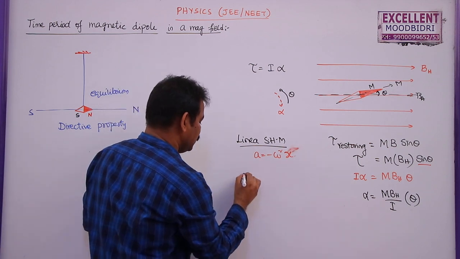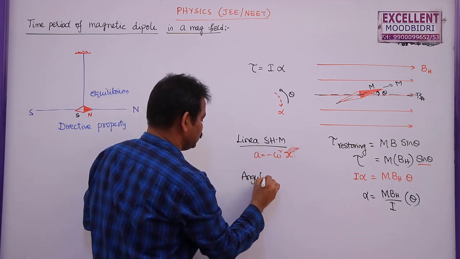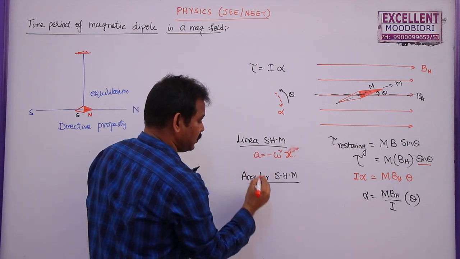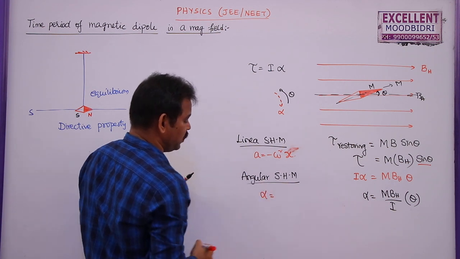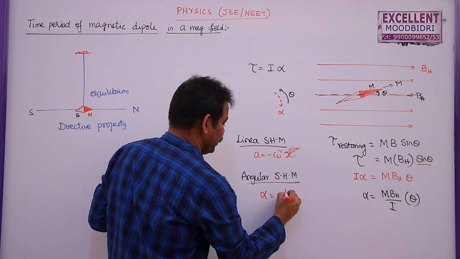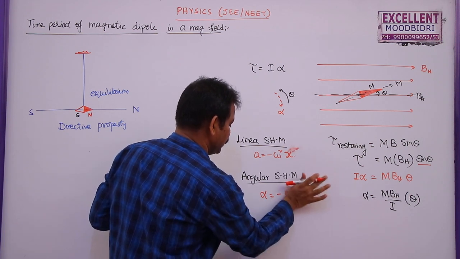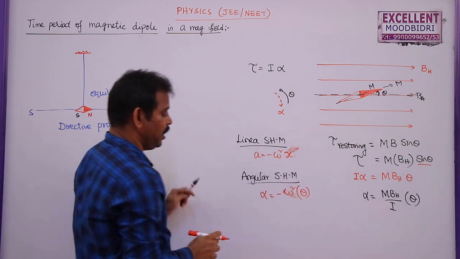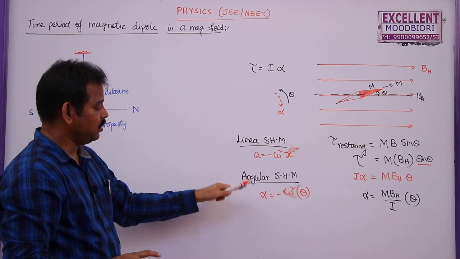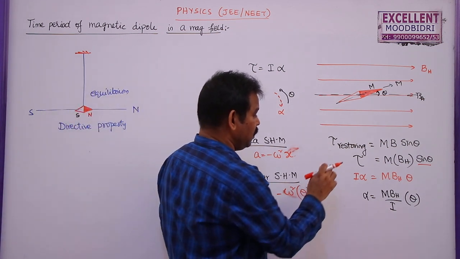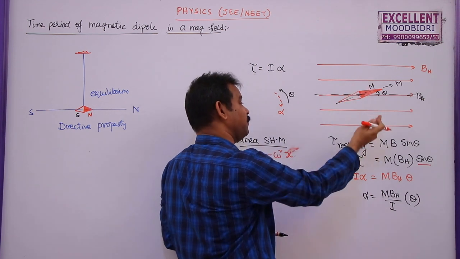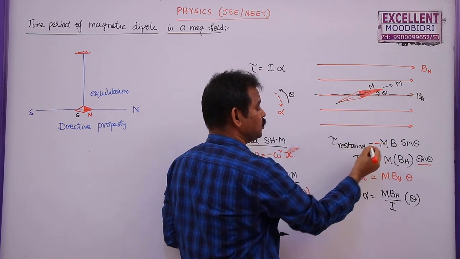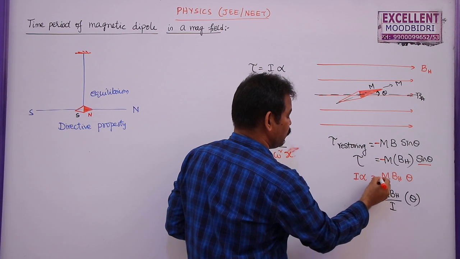But in the case of angular SHM, the linear acceleration is replaced by angular acceleration, alpha equals minus mB_H by I into theta. Here, let me first write this as minus omega square, with linear displacement replaced by angular displacement. These are the conditions for linear SHM and angular SHM. Here you can see the restoring torque is opposite to the torque applied by us to rotate the magnet. That is why we have to keep the minus sign here.